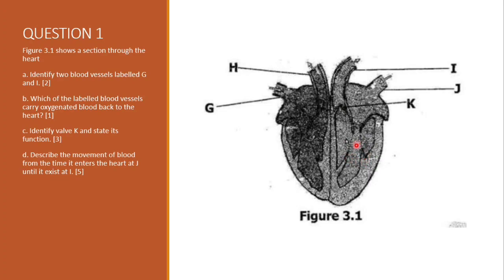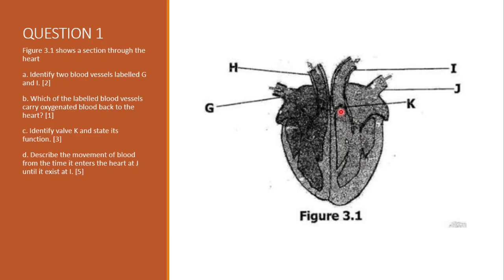Blood will now be in this chamber, which is the ventricle, the left ventricle to be specific, and then it will pass through these two valves. Now the question is, what are these valves? These valves are the semilunar valves.